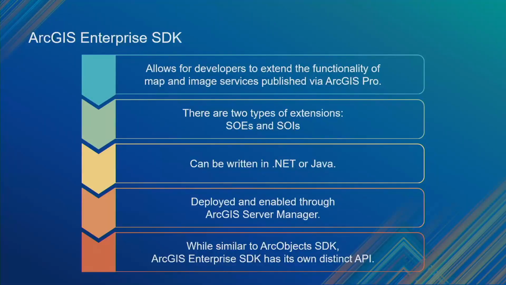So what is an enterprise SDK? Well, it allows you to extend map and image services specifically. So we can take these services published from Pro and extend them to do more. And there are 2 types of extensions that we can do this with: an SOE, which is a server object extension, and an SOI, which is a server object interceptor. I'll go over more about these 2 in a little bit. These can be written in .NET or in Java, and then they're deployed and enabled through ArcGIS Server Manager.